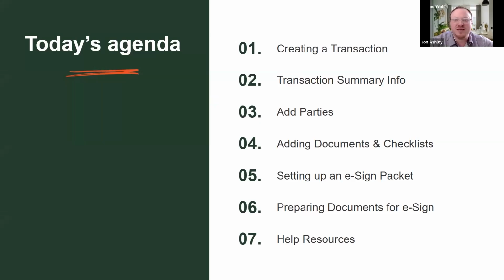We're going to keep this a pretty easy process. We're going to create a transaction together. That includes some basic navigation, so you'll know where to go within the system. We're going to make sure and dig into the transaction navigation itself. So that includes adding the details and adding in the different parties, the documents, the checklist items. We're going to be setting up an e-sign packet together. And then we are going to be preparing the documents for e-sign.